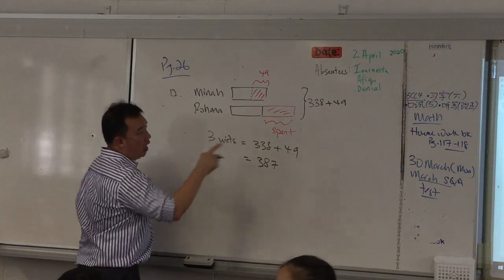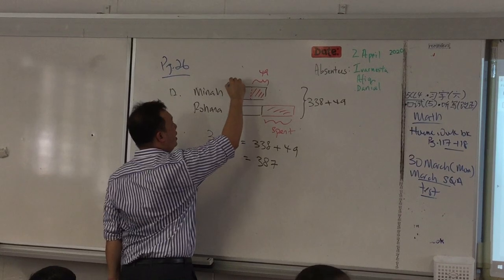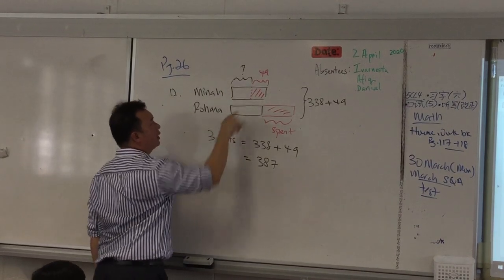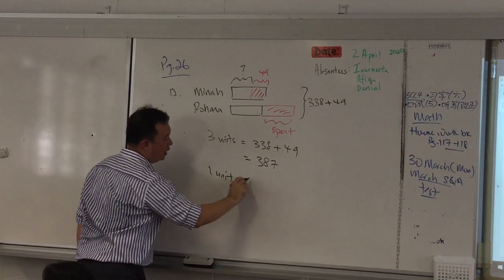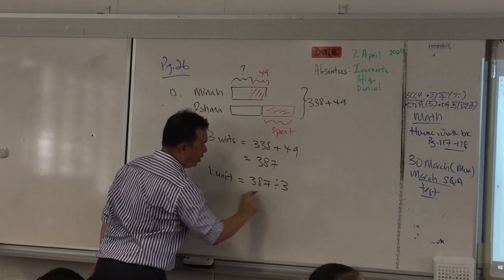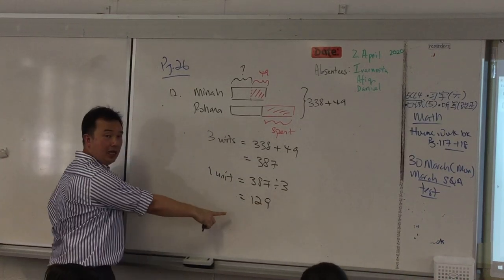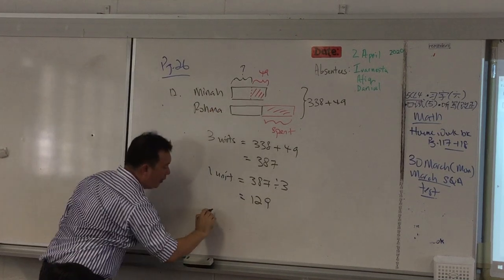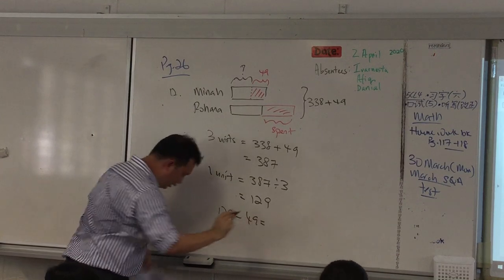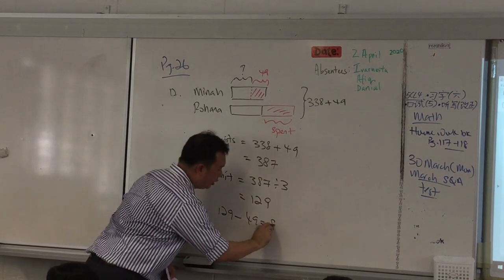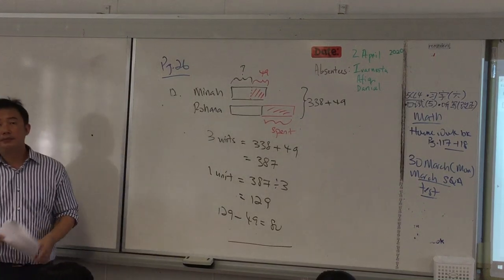Alright, so from here, the question is, how much did Mina have at first? That means you want to know this part here. 1 unit. Very good. Now you can see 387 divided by 3 is 129. So is that the answer? No, I need to minus my 49. Okay, so the answer is 80. Alright, so a statement: Mina had $80 at first.